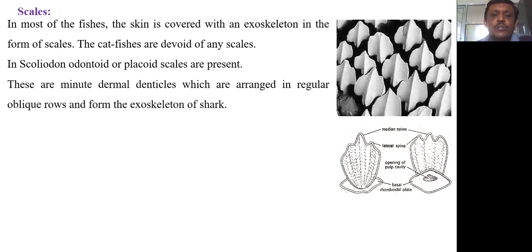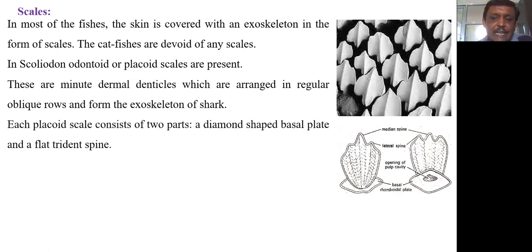These are minute dermal denticles, or you can say outgrowths, which are arranged in regular oblique rows. They are beautifully arranged in regular oblique rows and form the exoskeleton of the shark fishes. As in the photograph also we can see, they are typically arranged in the form of diamonds alternately. Each placoid scale consists of two parts: a basal diamond shaped base plate and a flat triradiant spine. That means a basal plate which is horizontally flat and a triradiant, vertically flat spine.